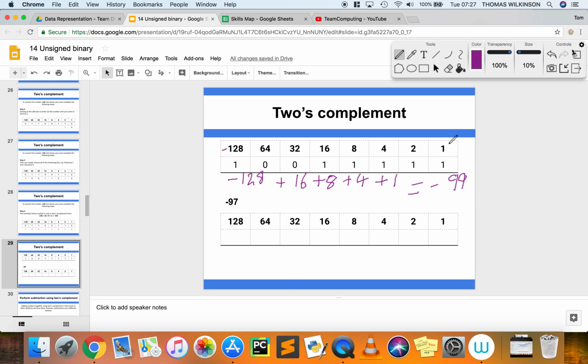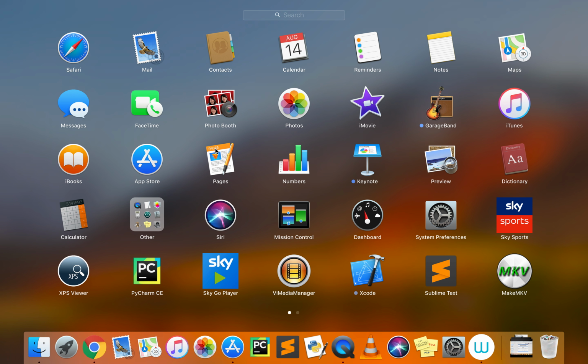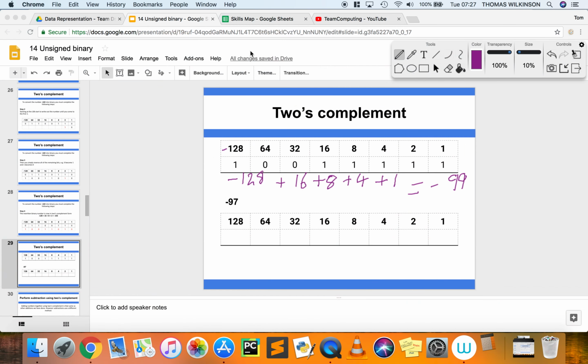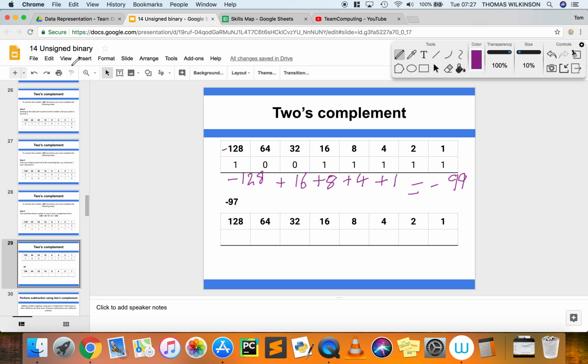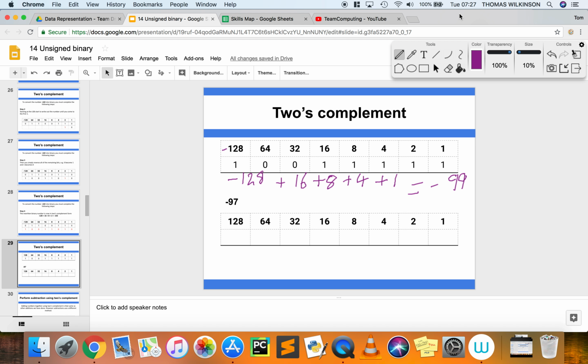And just so I can make sure that I haven't made any fundamental flaws there, we're just going to check that on the calculator, because sometimes minus values can be a little bit annoying to work with. So we're going to go plus 16, plus 8, plus 4, plus 1 gives us an answer of minus 99. And there we go.